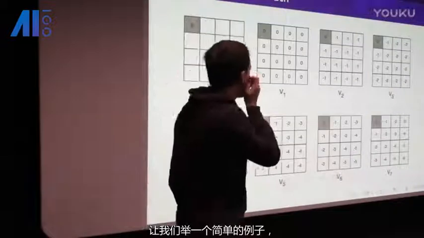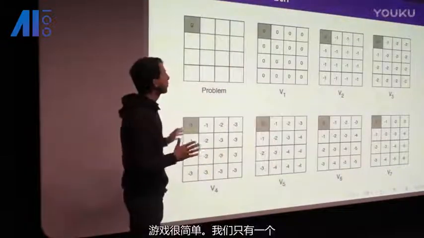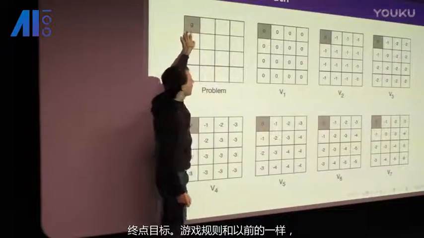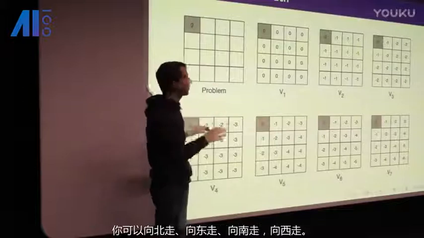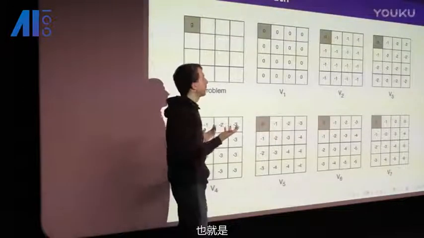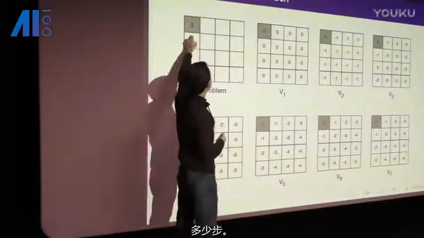Okay, so let's do a simple example. This is another small grid world. It's a very simple grid world, this one. There's just one goal state here. The same idea as before, you can go north, east, south, and west. And we're trying to figure out, what's the optimal path length? We're basically trying to say, how many steps does it take to reach this goal?